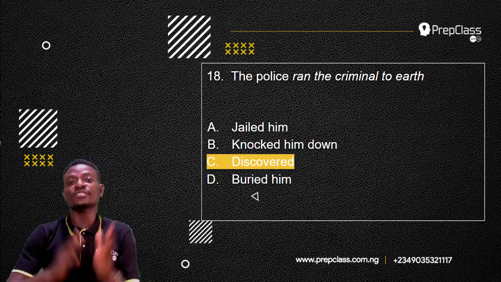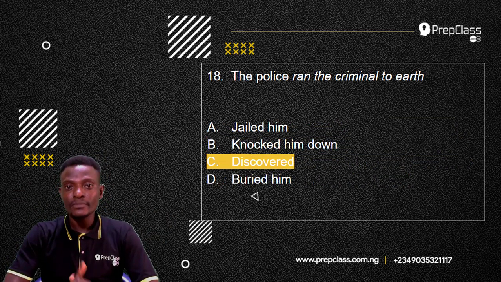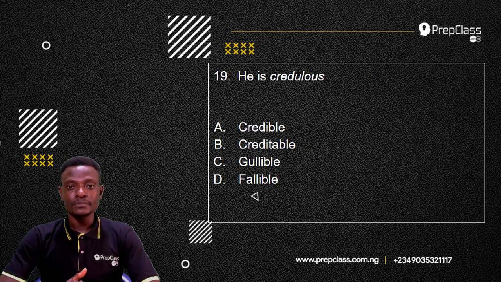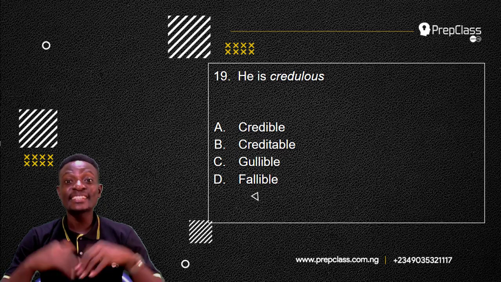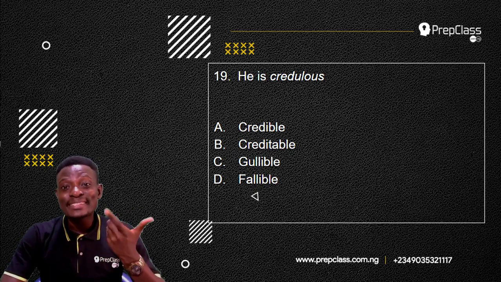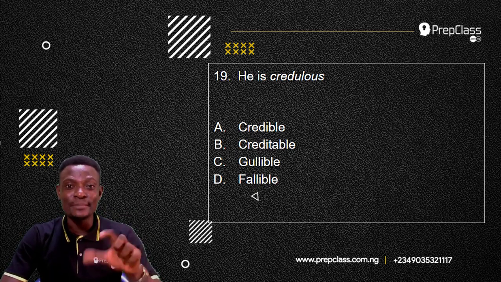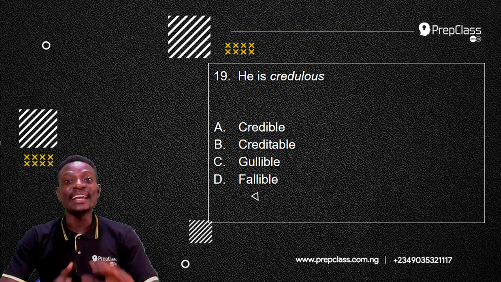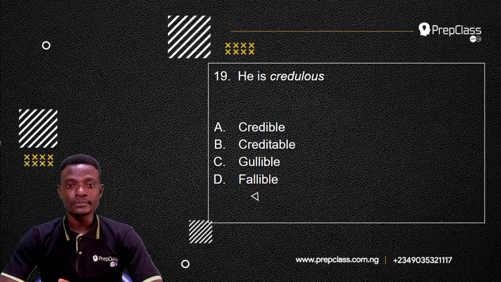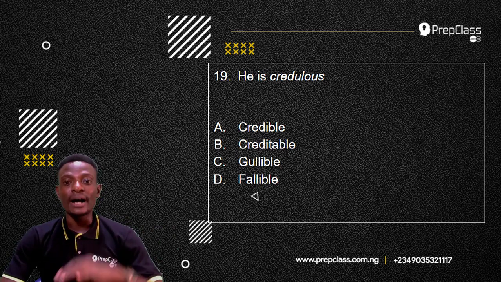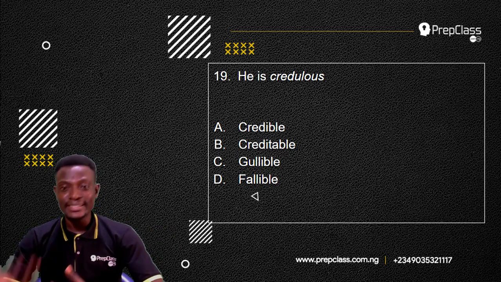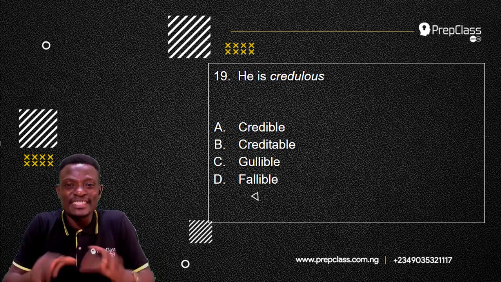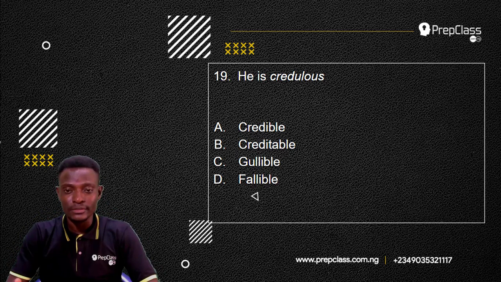So, the answer to this question is option C. Quickly, moving on to the next question, question 19. He is credulous. Remember, we have to select the option that is nearest in meaning to the word in italics. Now, the word in italics here is credulous. So, the options we have are credible, creditable, gullible, and fallible. So, which of these options is the nearest in meaning to credulous?